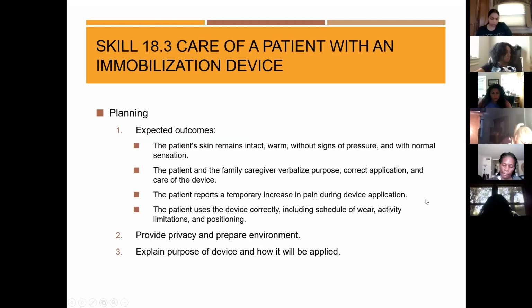Right? So expected outcomes. We want to make sure that wherever we're putting the splint, that skin remains intact. It stays warm.